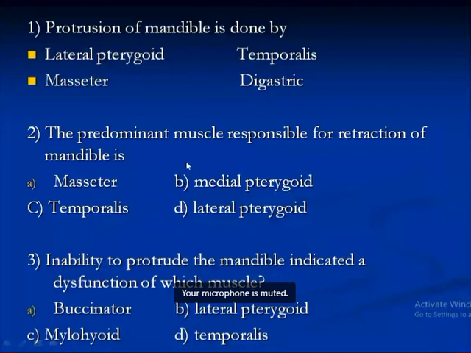Temporalis. Temporalis, good. Now, inability to protrude the mandible indicates the dysfunction of which muscle? Protrusion ma main muscle kuno? Lateral pterygoid. So this is the answer, lateral pterygoid.